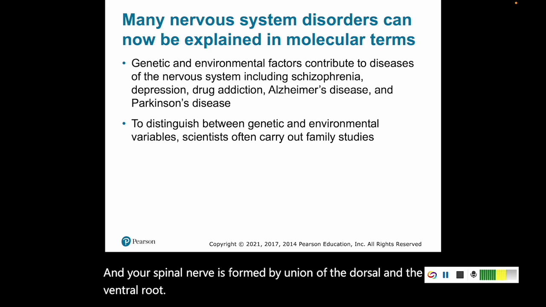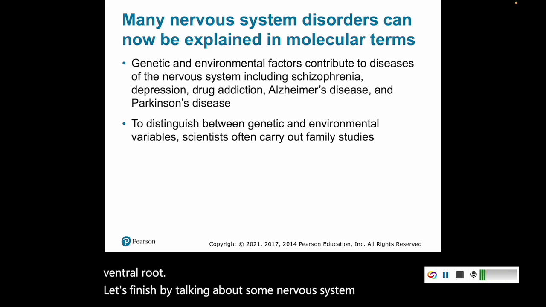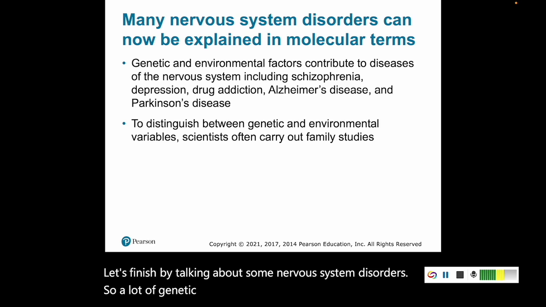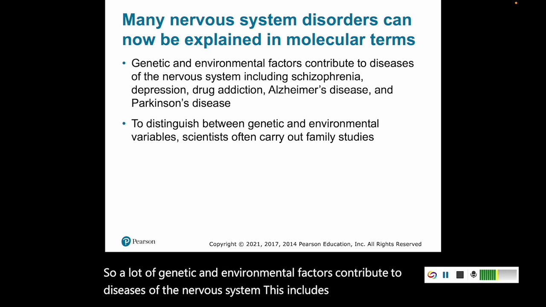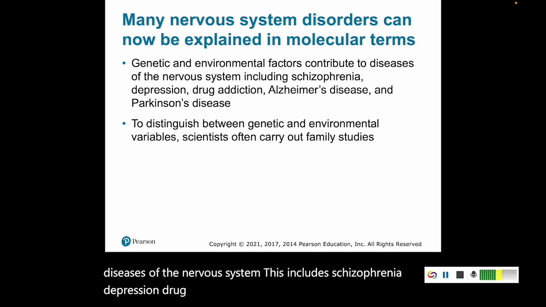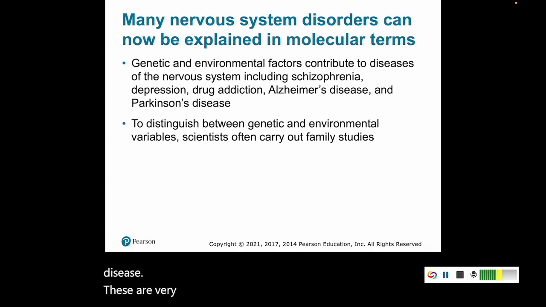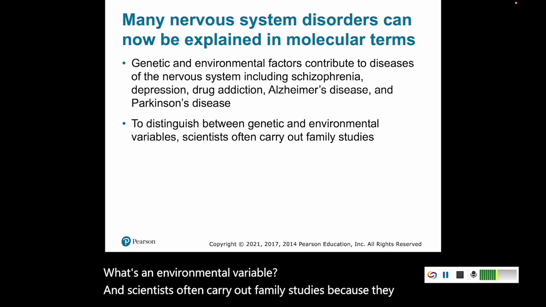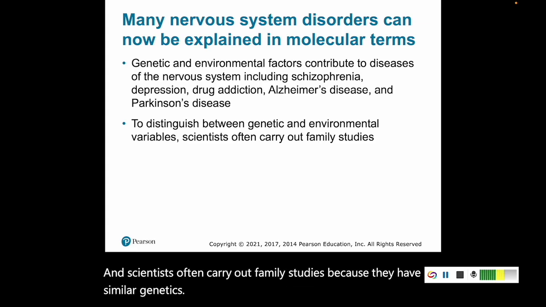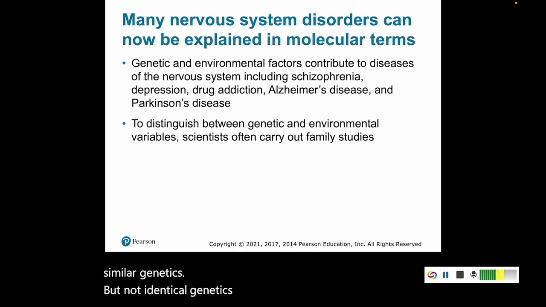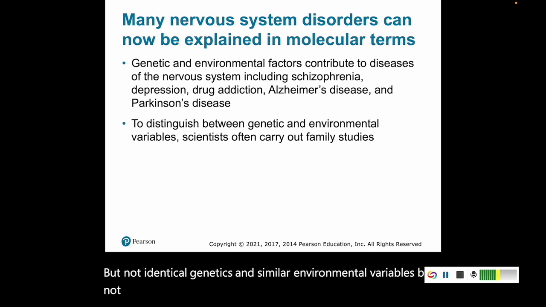Let's finish by talking about some nervous system disorders. So a lot of genetic and environmental factors contribute to diseases of the nervous system. This includes schizophrenia, depression, drug addiction, Alzheimer's disease, Parkinson's disease. These are very complicated, trying to tease out what's a genetic variable and what's an environmental variable. And scientists often carry out family studies because they have similar genetics, but not identical genetics, and similar environmental variables, but not necessarily identical environmental variables.